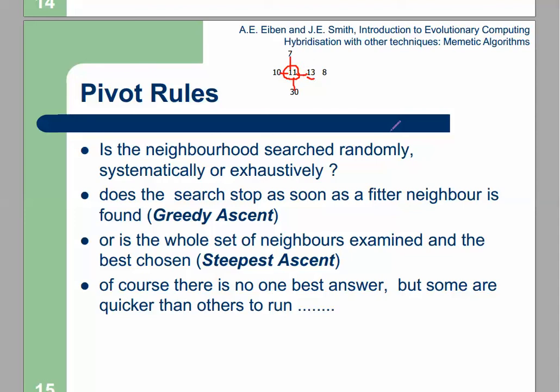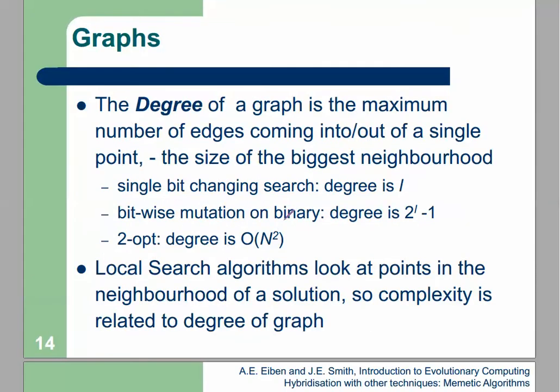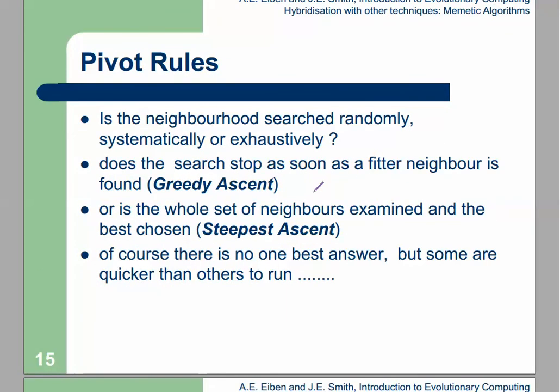But if you use the steepest, you continue the search and compare all of the neighborhood, and the best element that is a neighbor is selected. So if you use the greedy algorithm, the first better element is 13. But if you use the steepest, the best element of the neighborhood is 30 here. It is different. So we have two types of local search algorithm: one is greedy and another is steepest.